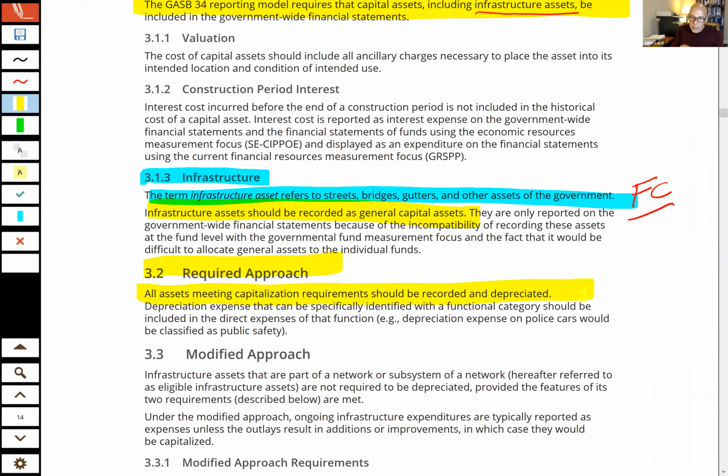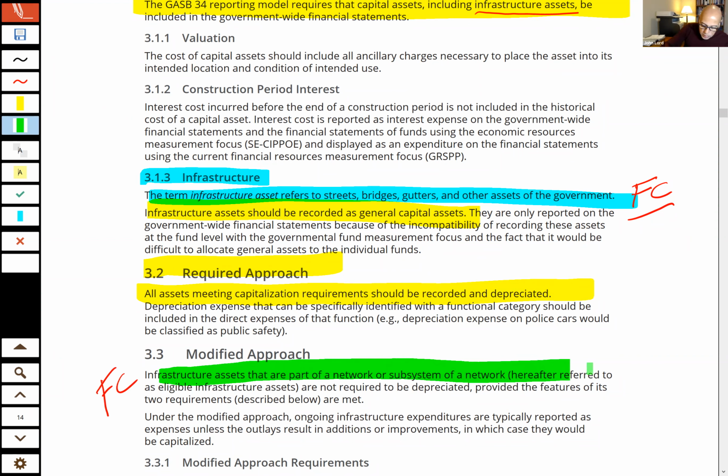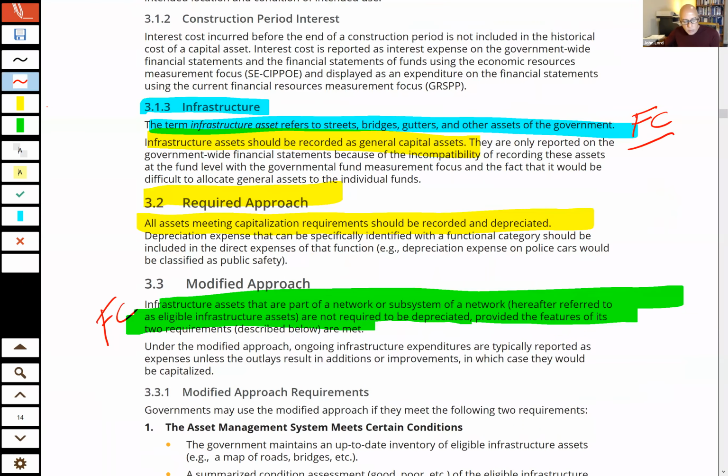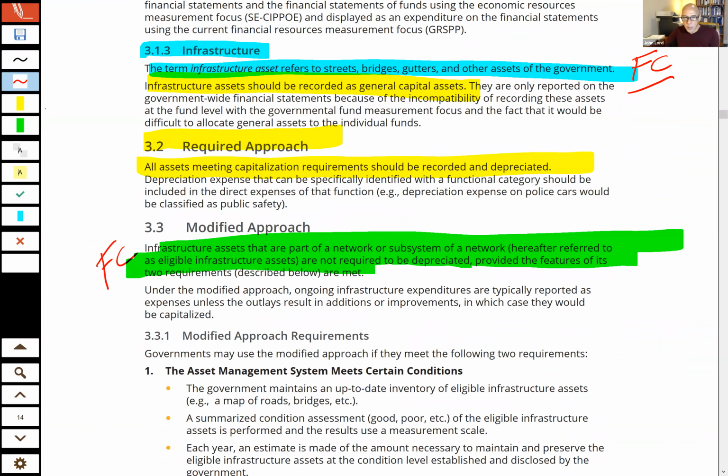And they tell us that the required approach is that all assets should be recorded and depreciated. But they have something called the modified approach. Okay, and under the modified approach, they tell us that infrastructure assets that are part of a network or subsystem, therefore referred to as eligible infrastructure assets, are not required to be depreciated, provided we meet two requirements. Okay, so you can flashcard that. Infrastructure assets do not need to be depreciated if we can meet two requirements.